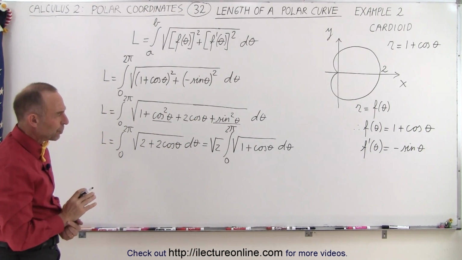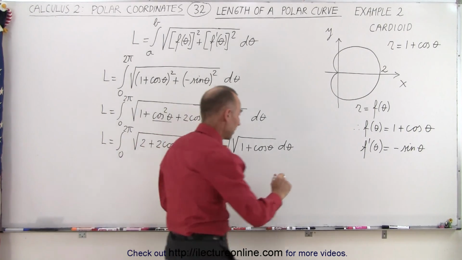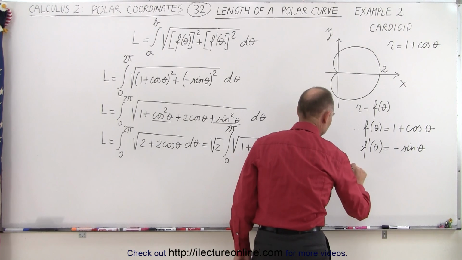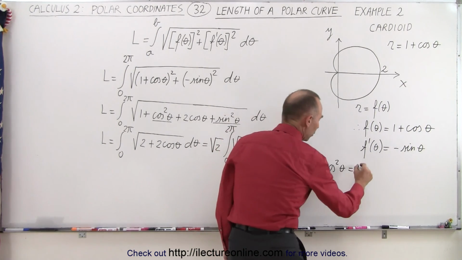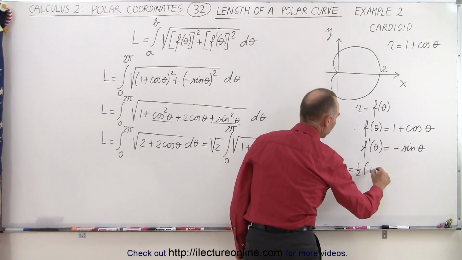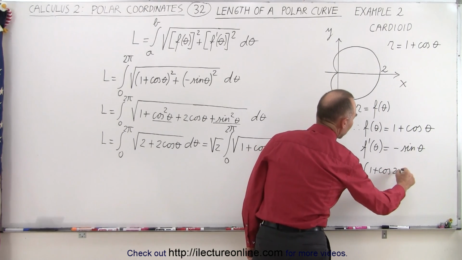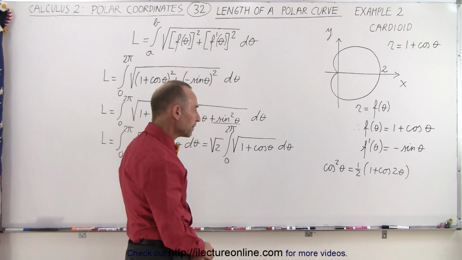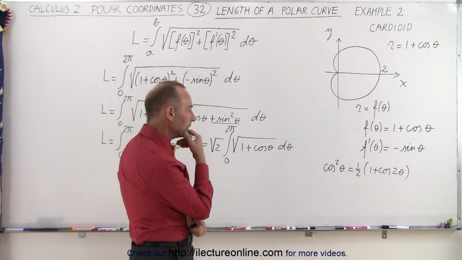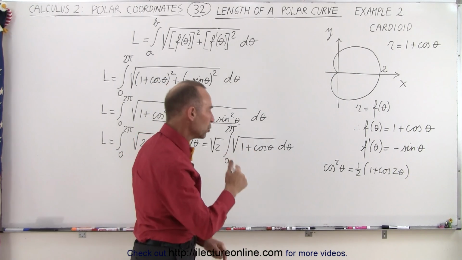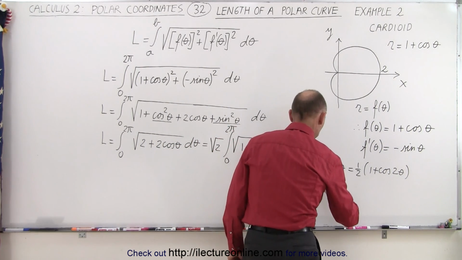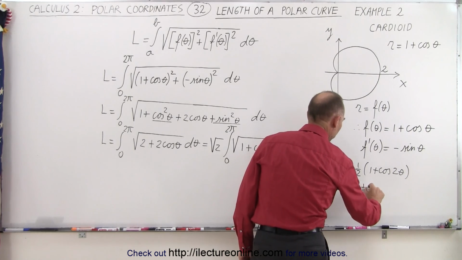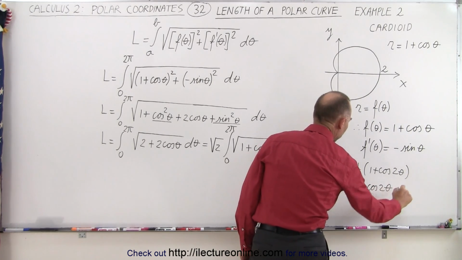Well, I think what we can do here is use this relationship. We can say that the cosine squared of theta is equal to 1/2 times 1 plus the cosine of twice the angle. Okay? So, if I now multiply both sides by 2, I can say that 2 times the cosine squared of theta is equal to 1 plus the cosine of 2 theta.